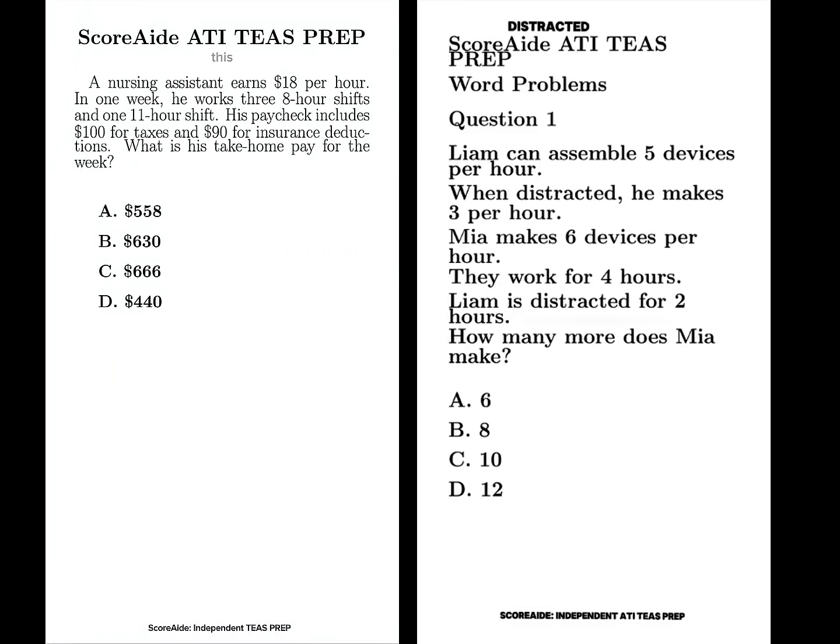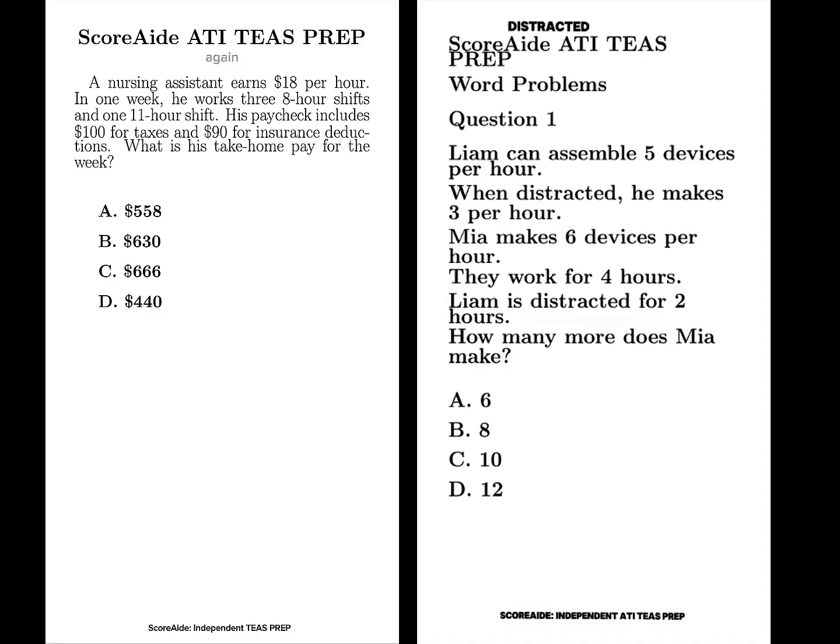All right, let's look at this one. A nursing assistant earns $18 per hour, right? In 1 week, he works three 8 hour shifts and one 11 hour shift. His paycheck includes $100 for taxes and $90 for insurance deductions. What is his take home pay?